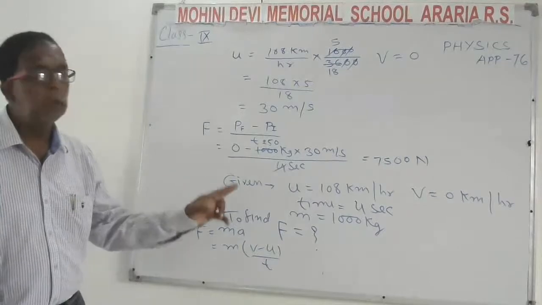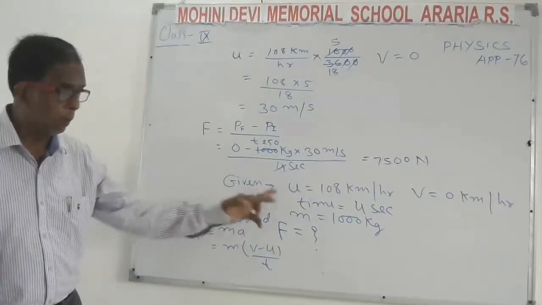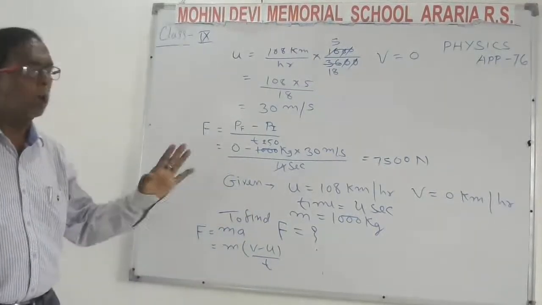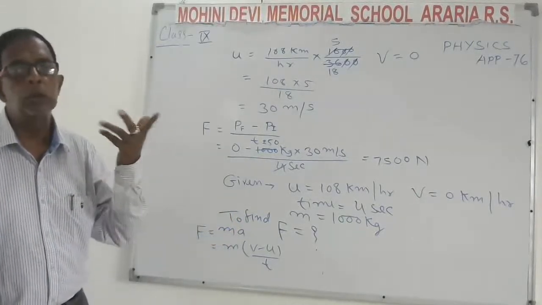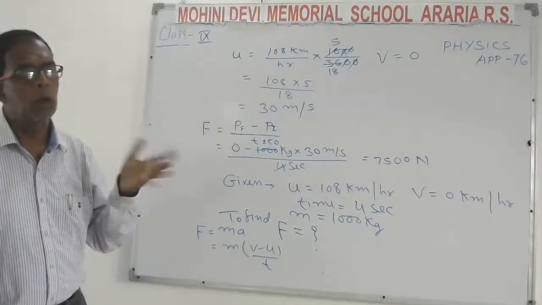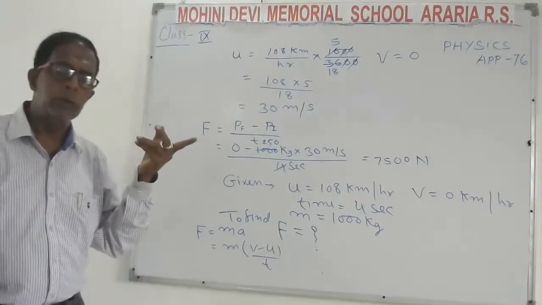But it is easy because you have written what is given. If you write it before solving the question, then the numerical seems to be very easy. Otherwise, not. It seems difficult.